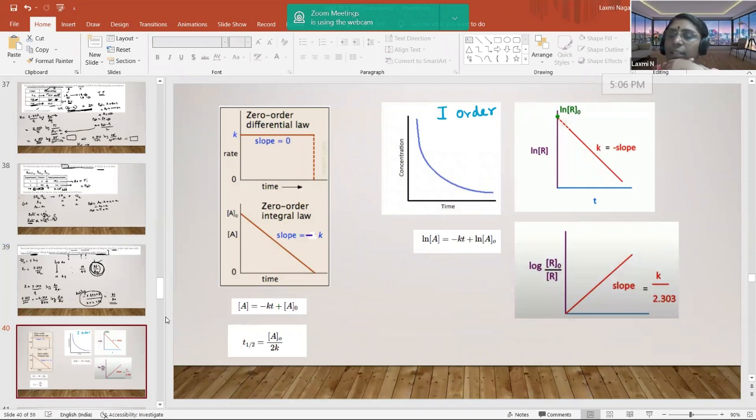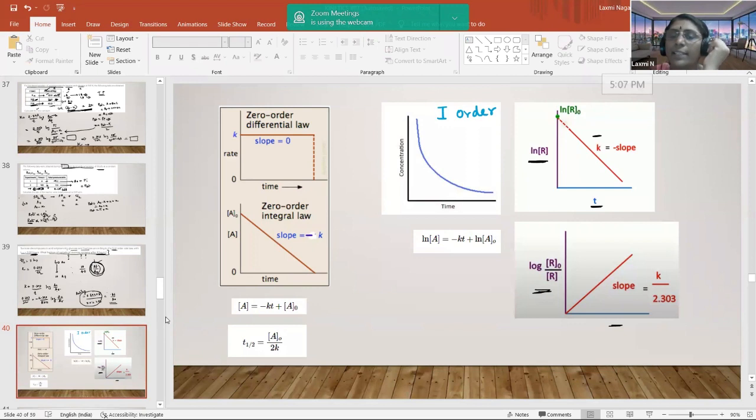Graphically, plain questions will be where they will be giving you the graph. Sometimes we have had some questions like this, and they will be asking you to find out the order of the reaction. So it's always better to look at the X and Y axis and decide. And then they might give the value of slope.